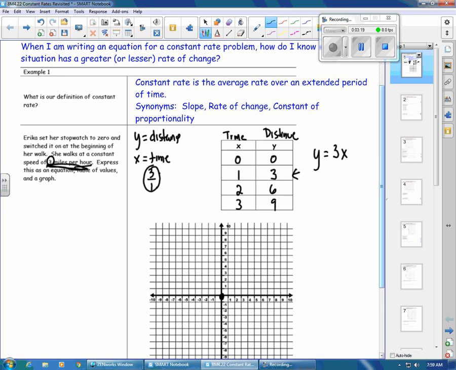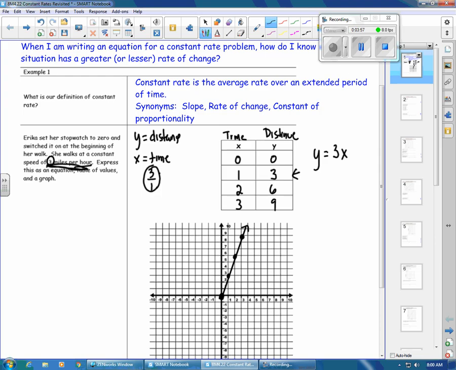0, 0 is right in the center there. 1, 3, so come to the right 1, up 3. 2, 6, come to the right 2, and then up to 6. And 3, 9. It's a straight line, so we can connect up those points. And this arrow will keep going. The more time she walks, the farther she's going to be going.